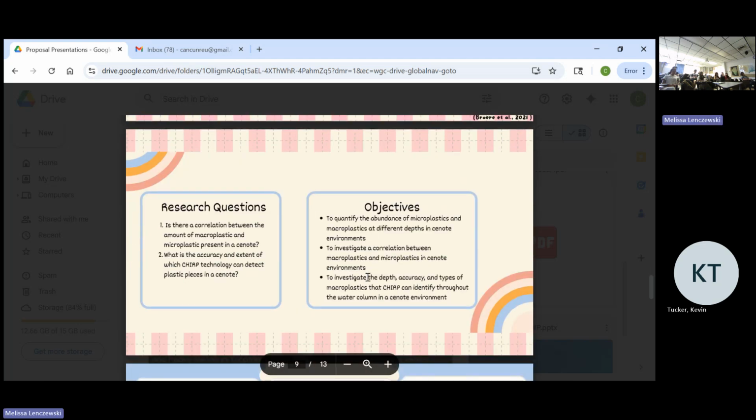So my first research question is, is there a correlation between the amount of micro and macroplastic present in a cenote? I would also want to look at what is the accuracy and extent to which CHIRP technology can detect plastics in a cenote. So my objectives are to quantify the abundance of micro and macroplastics at different depths in cenote environments, to investigate a correlation between macro and microplastic in cenote environments, and to investigate the depth, accuracy, and types of macroplastics that CHIRP can identify throughout the water column in a cenote.